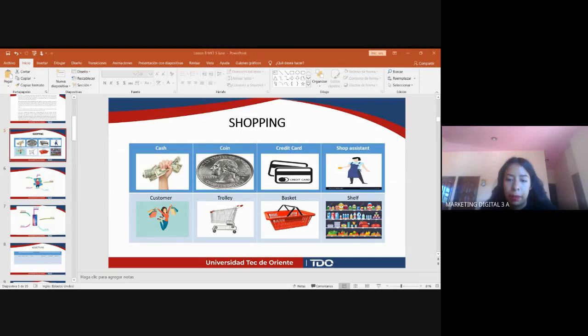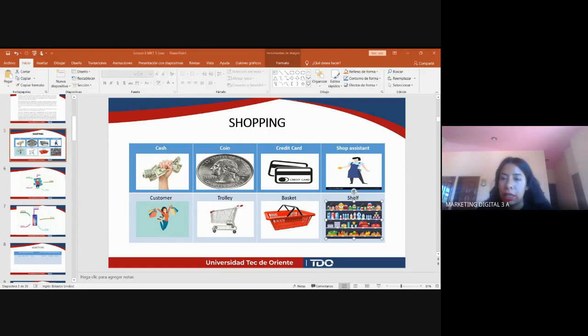A shelf. Okay. Shelf, you go to the supermarket and there is this kind of furniture where the things are, where the milk, I don't know, the jam are. So all those products that you need for your life are. So this is the kind of furniture that you can find in the supermarket. ¿Sí? Son como los estantes. Son estantes. And do you have any more questions?